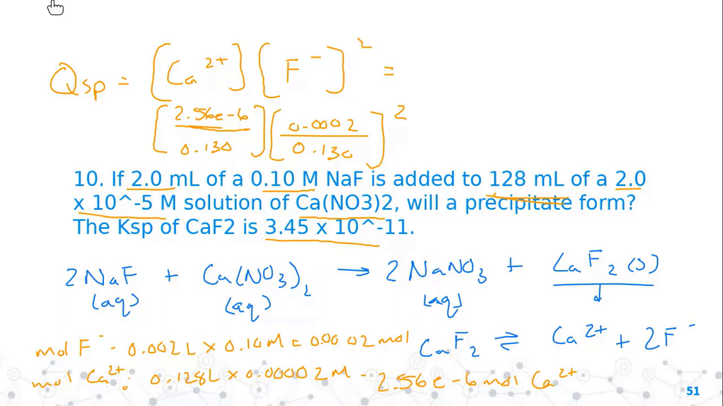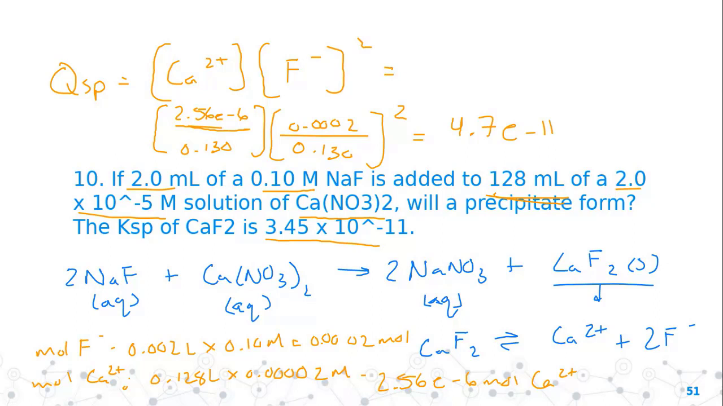If I go ahead and get the pointer out, right here I had to find the moles of F minus that we had and the moles of Ca2 plus we had, and then divide by their new volume, which is 130 milliliters, in order to get their new concentrations. Then you multiply everything out together. And that'll give us 4.7 times 10 to the negative 11.